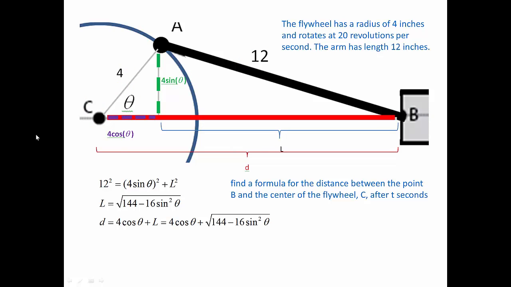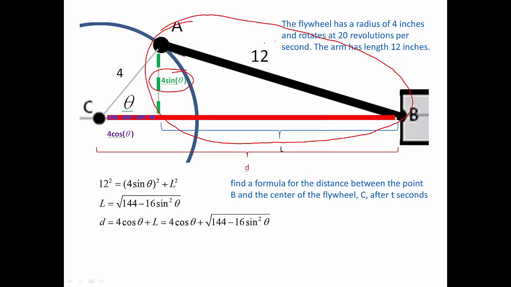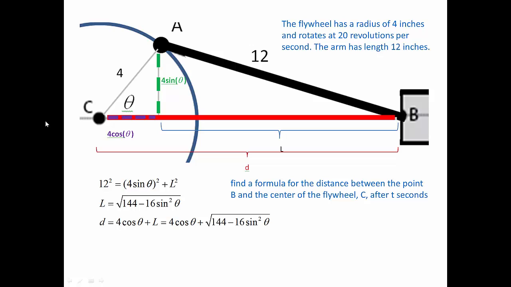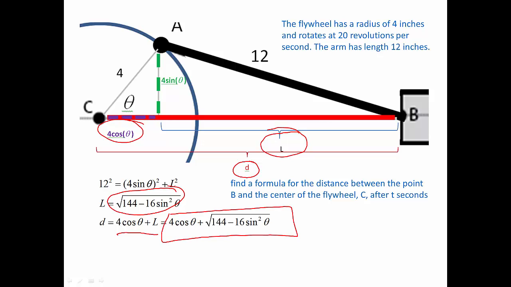So here's the work. What I'm going to do is look at this triangle over here. I've got the sides labeled 4 sine theta, 12, and L, and I can use the Pythagorean theorem to come up with this relationship here. And that allows me to solve for L. And then, if I'm looking for D, D is just 4 cosine theta plus my L. So, I know what L is. I just go ahead and plug it in, and I get this lovely formula.